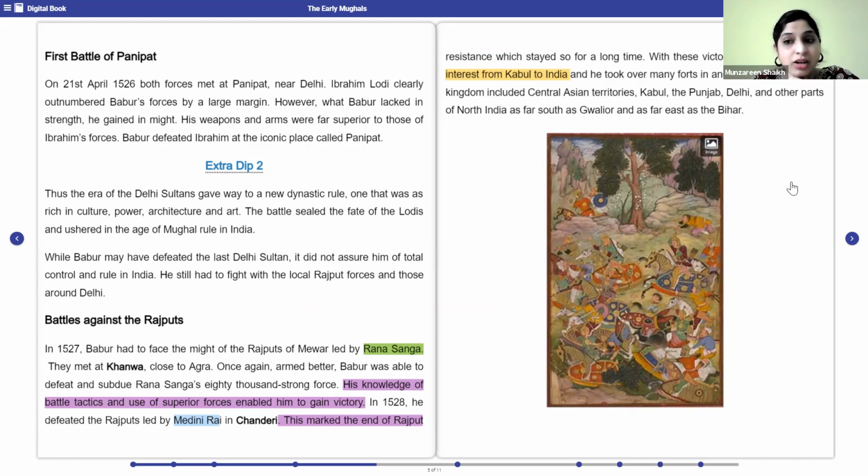In the south, which areas was he able to capture? As far as Gwalior. In the east, as far as Bihar. And in the Central Asian territories, what was included? Kabul, Punjab, Delhi, and other parts of North India. So this is the limit of extension, till how far he was able to expand. Fine. Got it? Territories. Next page.